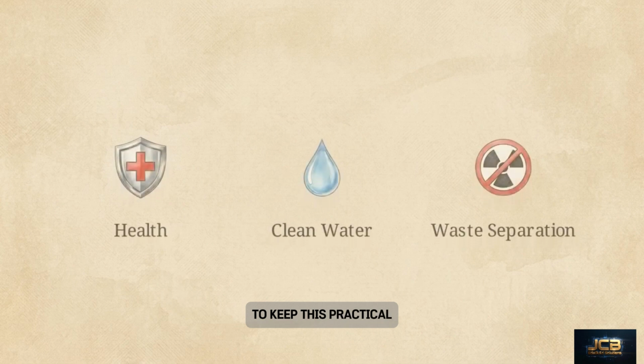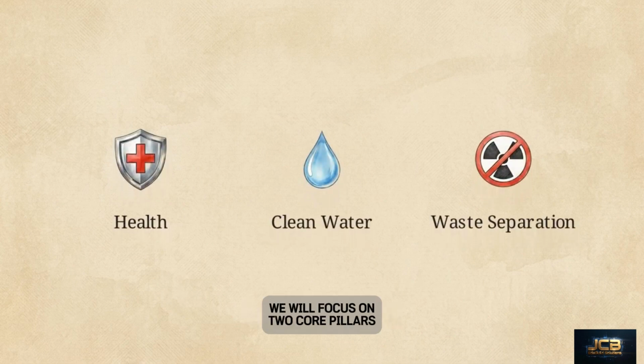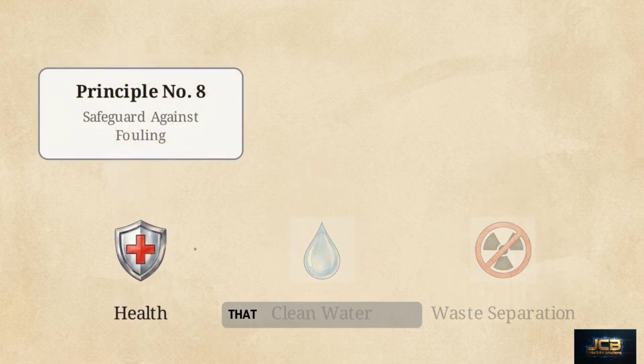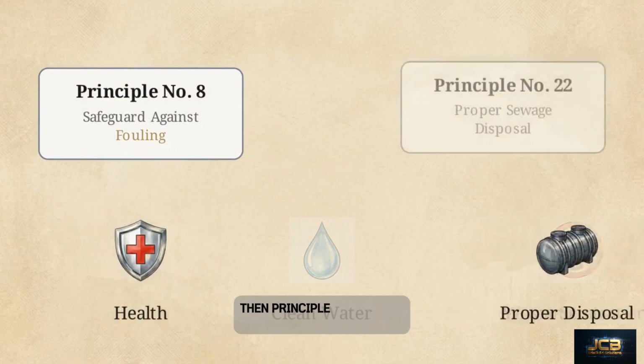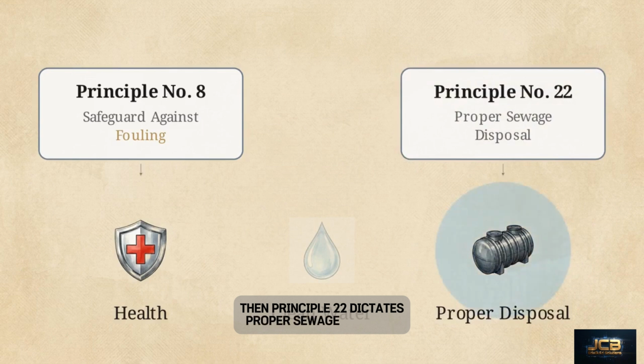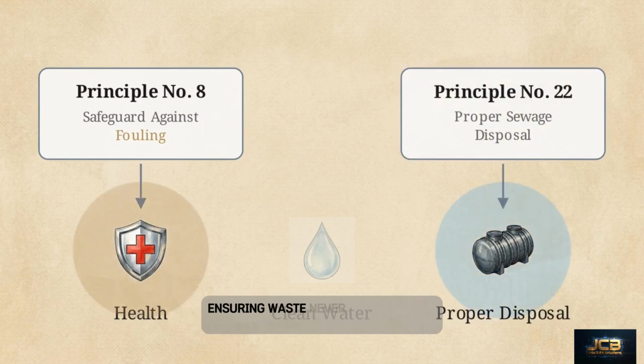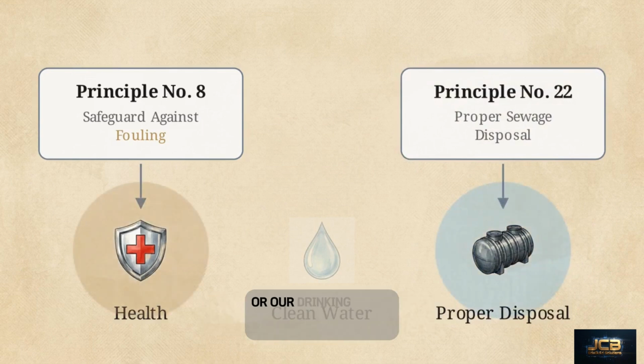To keep this practical, we will focus on two core pillars. Principle 8 mandates that systems must safeguard against fouling and clogging. Then, Principle 22 dictates proper sewage disposal, ensuring waste never contaminates the ground or our drinking water.